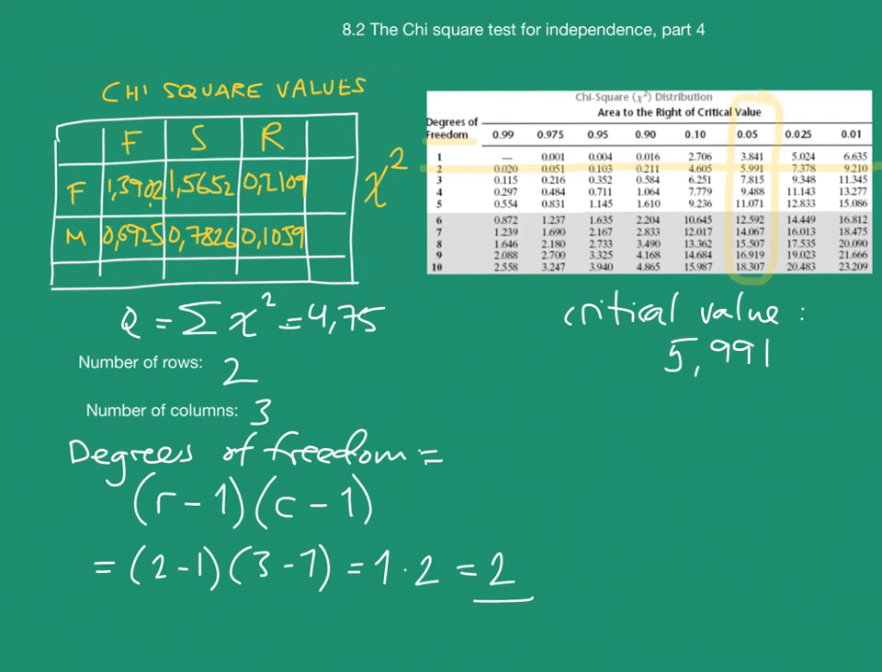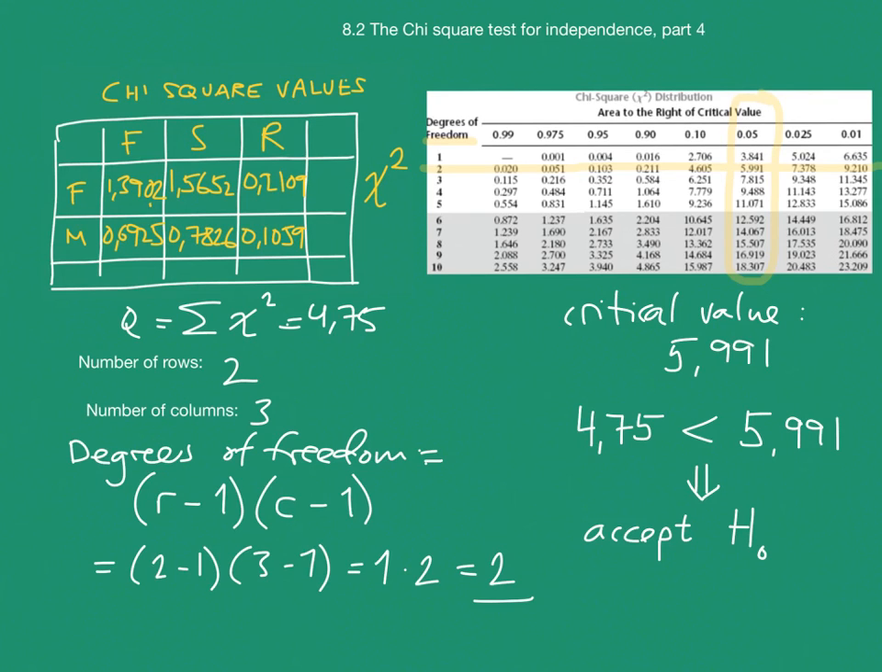And then we make a comparison of these numbers. We have our Q value, our chi-square value of 4.75, and we can see that this is less than 5.991. And that leads to our conclusion. Our chi-square value does not exceed the critical value, so we accept our null hypothesis.